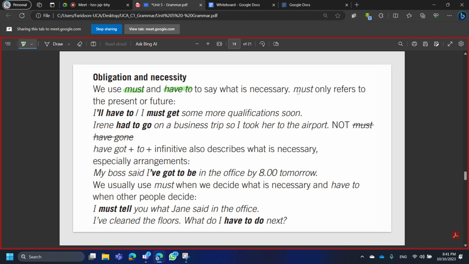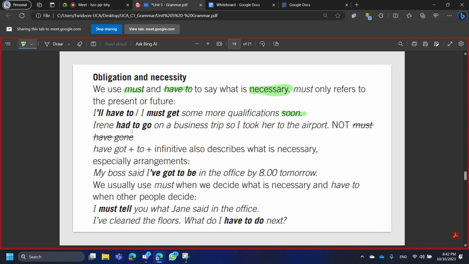And be very careful, guys, that must can only refer to the present or to the future. So it does not have the ability to go and talk about the past, at least not by itself, okay? For example, I'll have to, or I must get some more qualifications soon. Now this is okay. It's kind of talking about the future because you're using also the time frame here, like soon, but be very careful that you're using must and have to for talking about something which is necessary. So it's necessary for this person, or for you in this case, to get qualifications.